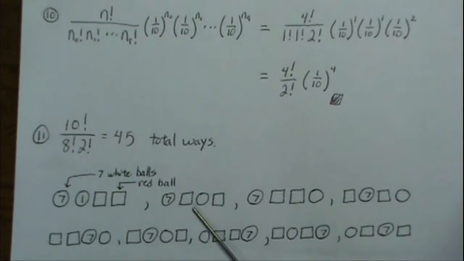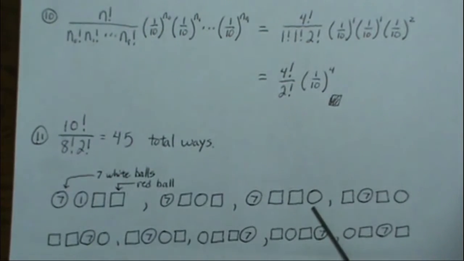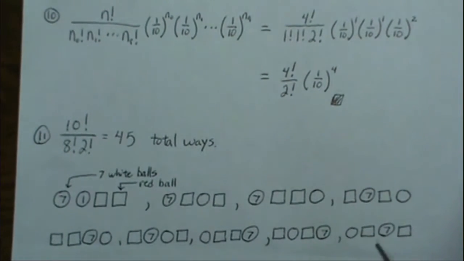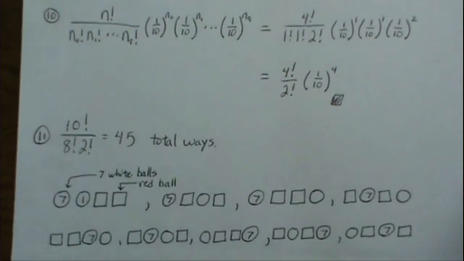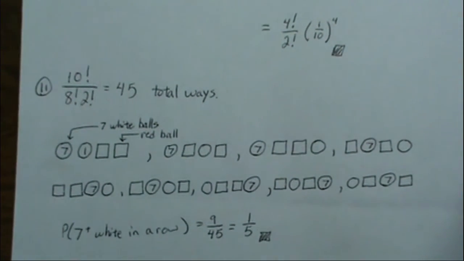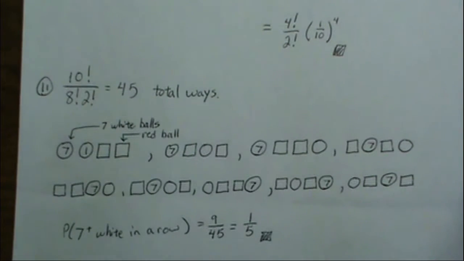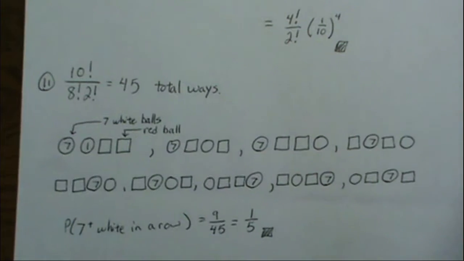We could have 7 white, red, 7 white, red, white, and so forth. And these are the only possibilities. So there's 9 possible ways that we could mix this up and have at least 7 white in a row. So the probability that we have 7 white in a row, at least 7, so 7 plus, is 9 over 45, which is 1/5.